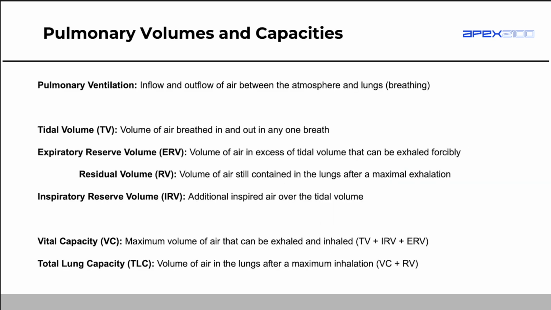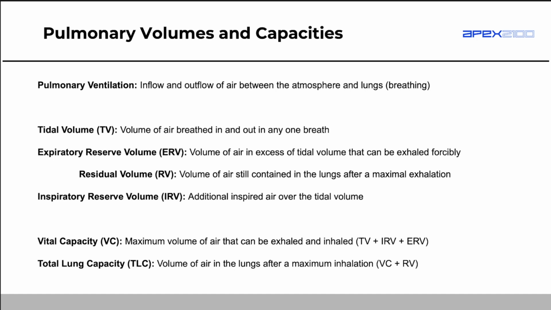Now, there's quite a few different volumes and capacities that we need to know when it comes to the pulmonary system. So firstly, pulmonary ventilation. It's basically just a really fancy way of saying breathing. It's the inflow and the outflow of air between the atmosphere and the lungs. That's pulmonary ventilation. Tidal volume is the volume that we breathe in and out in one breath. So it's just our normal breathing rate, how much air comes in, how much air comes out.